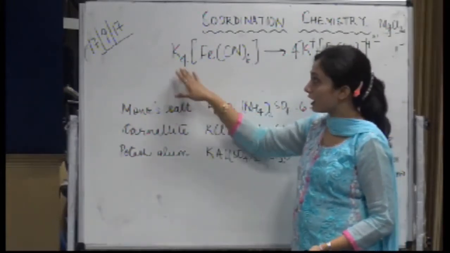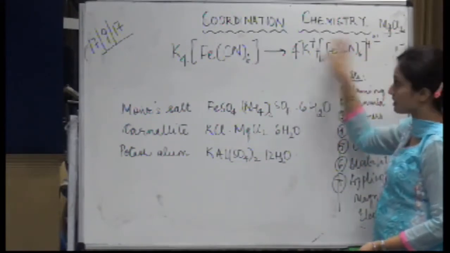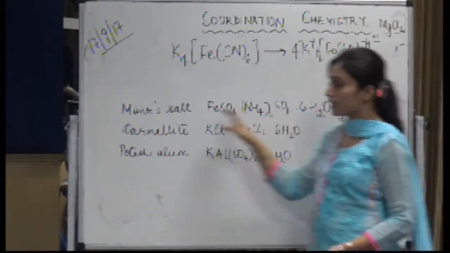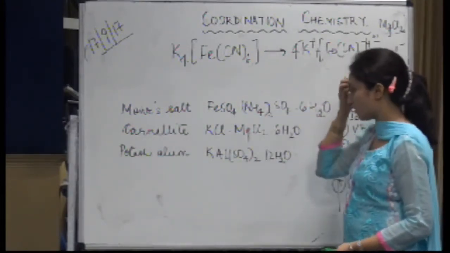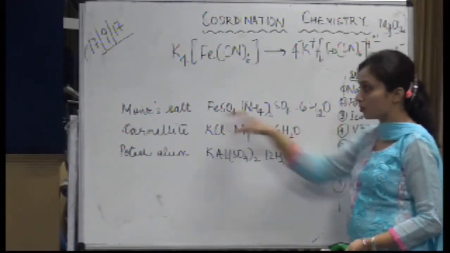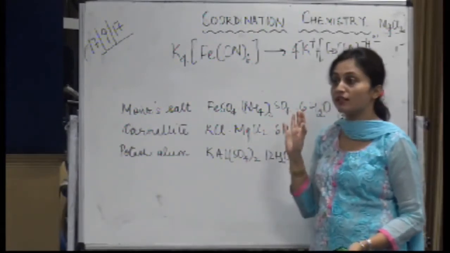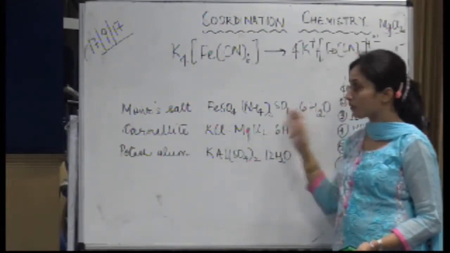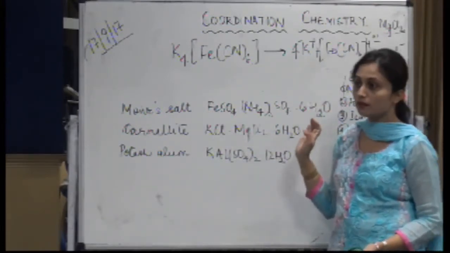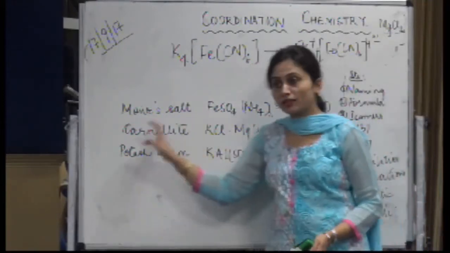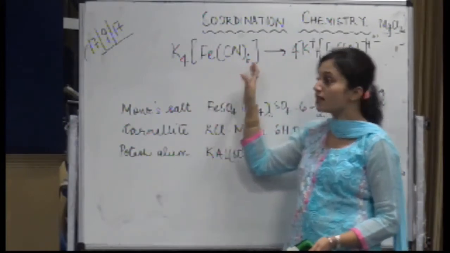So you have K4[Fe(CN)6], which will form 4K plus and [Fe(CN)6] 4 minus, balancing the charge. But in the case of double salts, when we add a double salt like ferrous sulfate, ammonium sulfate, 6H2O, which is nothing but Mohr's salt, to water, it will completely lose its identity to form the respective ions. What will be the ions formed? Fe2 plus, SO4 2 minus, plus NH4 plus, plus water, according to the ratio. So double salts lose their identity completely, but a special feature of coordination compounds is that they do not lose their identity.